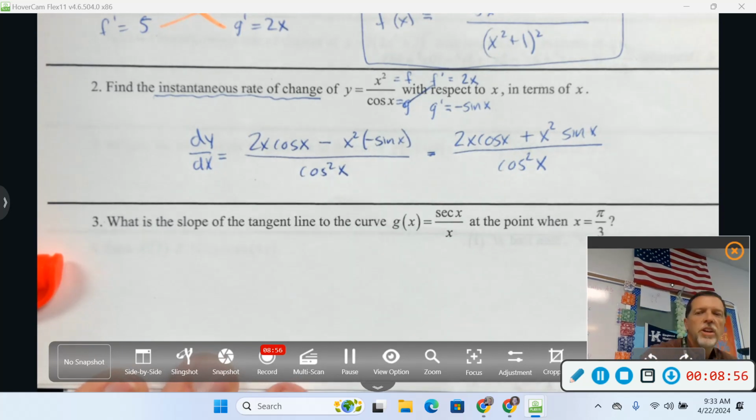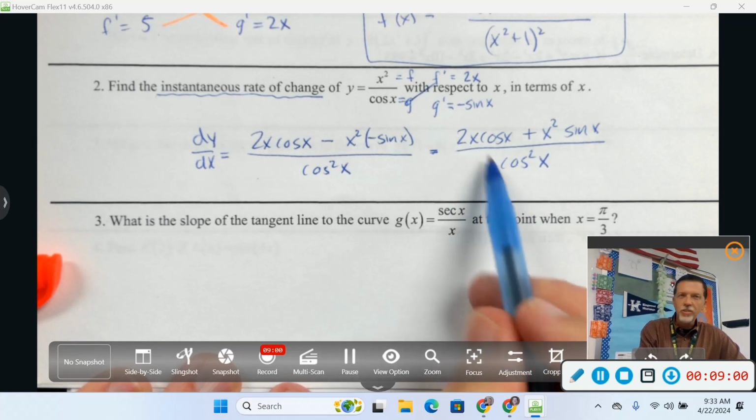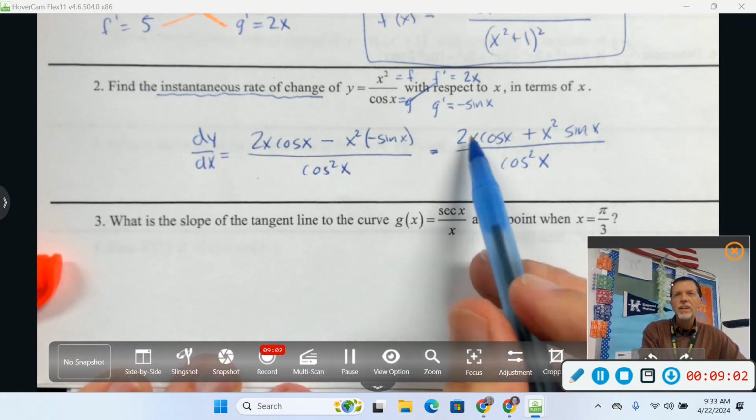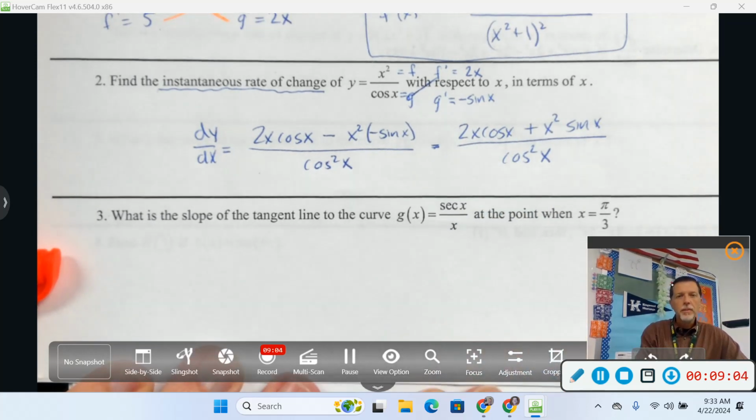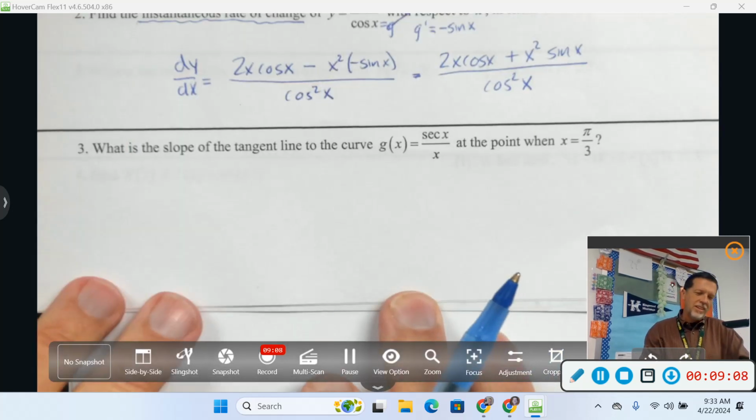And surely no one, there's a little note in the notes here to not cancel cosines, right? You wouldn't do that. You know better than that. We'll pretend you know better than that.